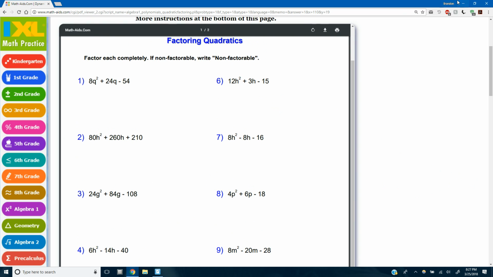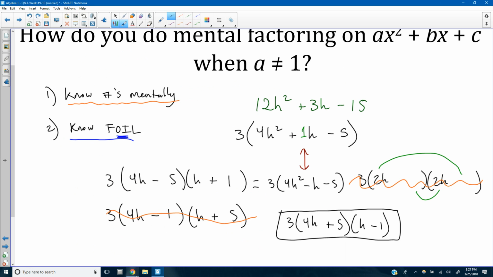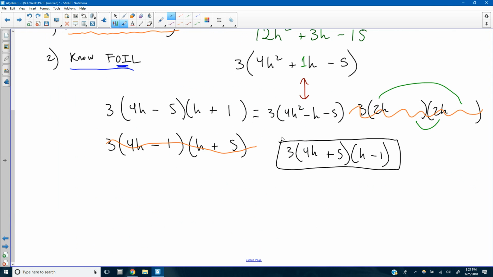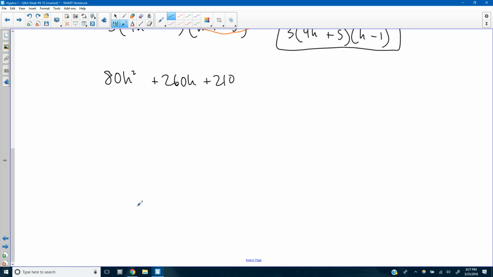Okay, this one, even though I don't really know what the greatest common factor is here, probably 10. So 80h squared plus 260h plus 210. I'll do this one. I'm already over time. Let's just go ahead and do it. Well, I know these can divide by 10. So I can factor a 10 out. And that's about as much as I can go.